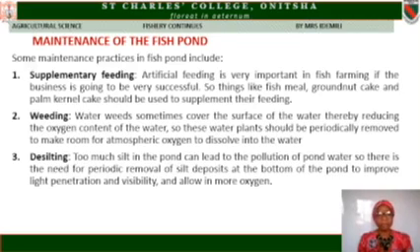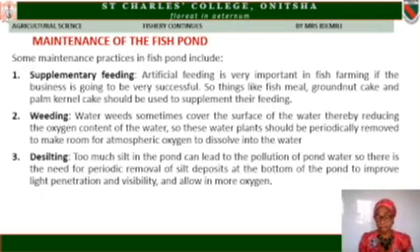Another is weeding. Water weeds sometimes cover the surface of the water, thereby reducing the oxygen content of the water. So these water plants should be periodically removed to make room for atmospheric oxygen to dissolve into the fish pond.